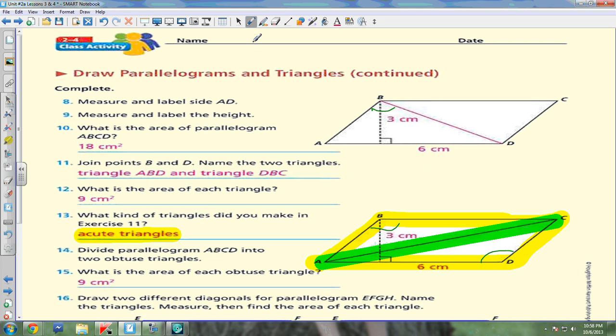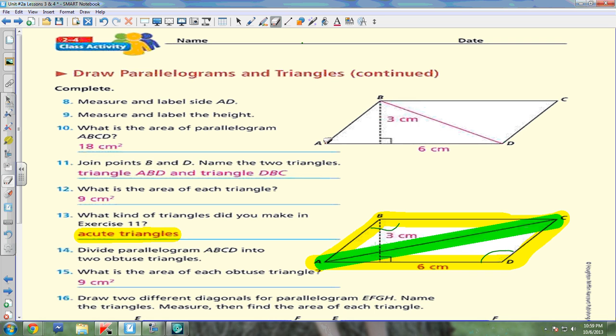Number 8, let's take a look at that. Get rid of that for a second. It says measure and label side AD, so they're saying from A to D is 6 centimeters. Measure and label the height, they're saying from B to there is 3 centimeters. What is the area of the parallelogram? So that's going to be this length, base times height, 3 times 6 is 18 centimeters squared. And then it says join points B and D, so they're saying B to D, they draw a line from B to D.